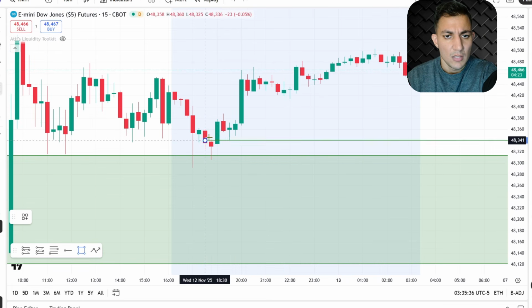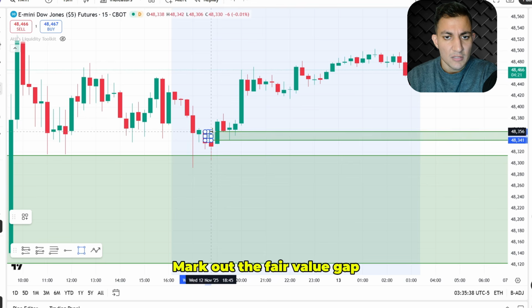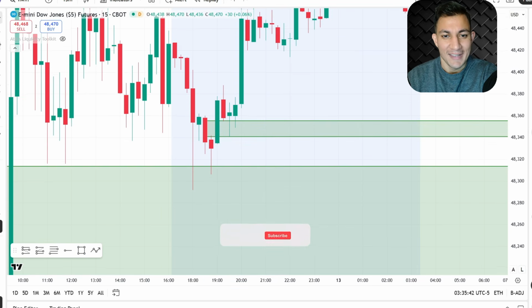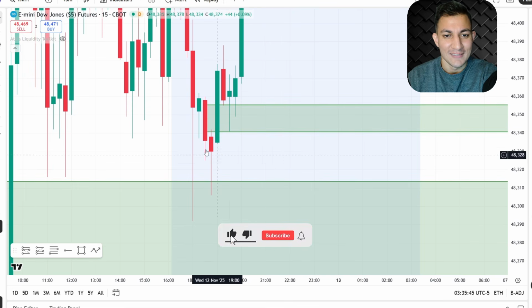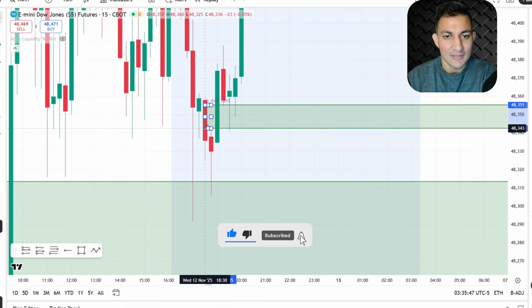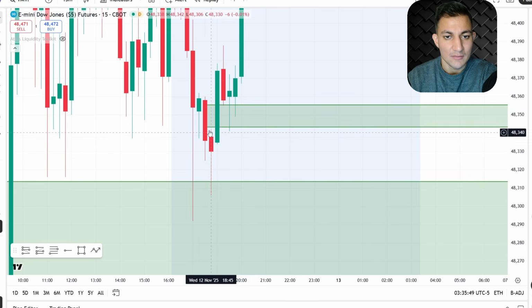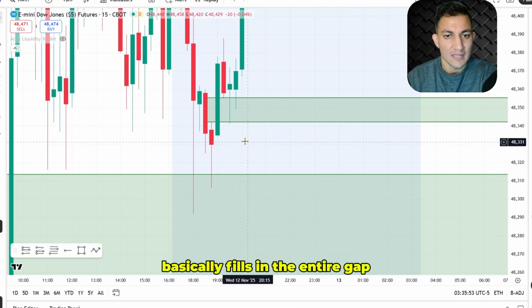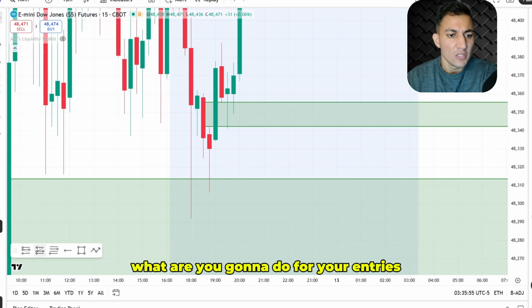And what you're going to do is mark out the fair value gap. I mean, look how beautiful that is, right? I know people don't like the term beautiful, but it kind of is, right? Price almost basically fills in the entire gap. I know it goes off just a tiny bit. Let me just do this properly, right? Basically fills in the entire gap. Goes off a tiny bit here. What are you going to do for your entries?